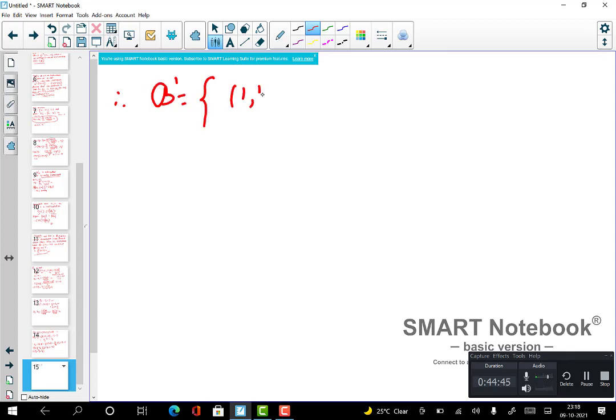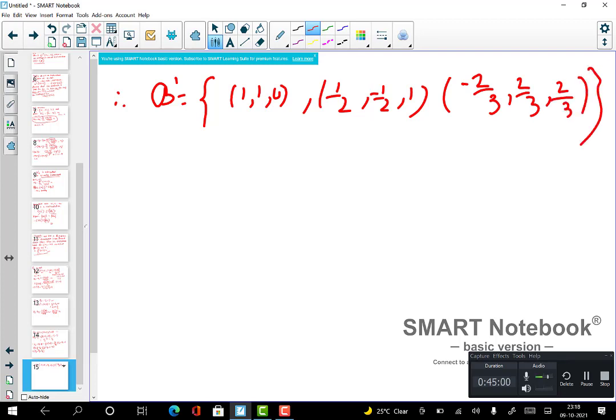We'll have 1, 1, 0, and the second one is half, minus half, 1, and the third one is minus 2 by 3, 2 by 3, and 2 by 3. Okay, I am claiming that this is an orthogonal basis.